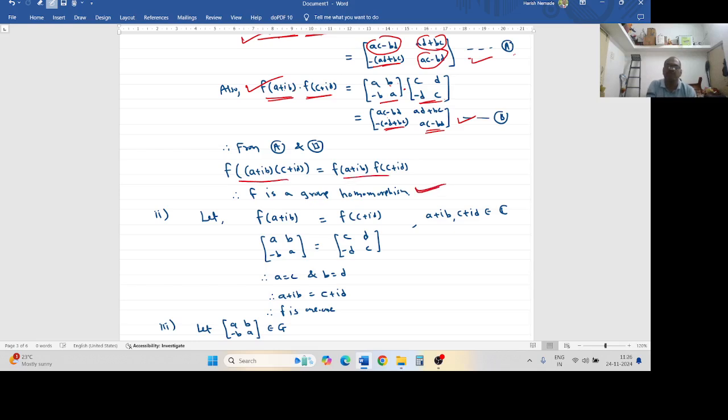Now we show the given function is 1-1. So consider images are equal. F of A plus iB is equal to F of C plus iD. So images are equal, so these two matrices are also equal. Equate the coordinates or coefficients. So first element A is equal to C and your second element B is equal to D. So therefore this complex number A plus iB is equal to C plus iD. So therefore F is 1-1 function.